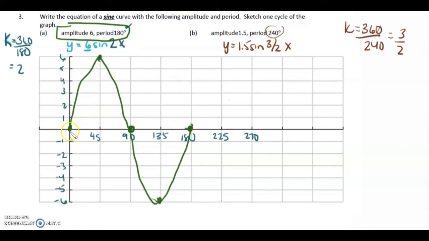So our graph is going to start at 0, end at 240, say it's here. Okay, and then what's half of 240? 120. So 0, 120, and 240. We already know points. Now, between 0 and 120, we have 60. So we're going to go up to 1.5, down by 1.5. Okay, down by 1.5, up by 1.5. And that's our second graph.